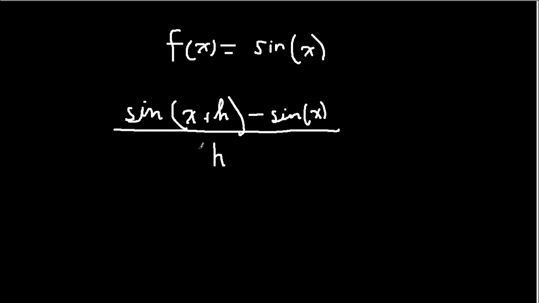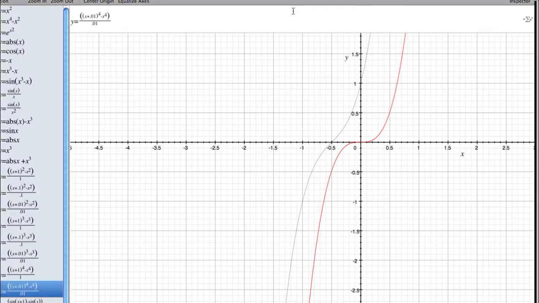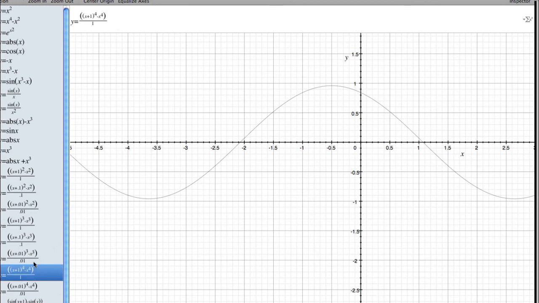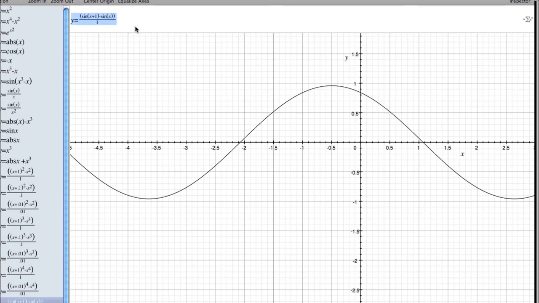Okay, so I'll look at this expression. I'm going to evaluate this expression for h equal to 1 and h equal to 0.01 and see what we get when we do that. So let's go back here. Here's our plot. Okay, now here's our first equation right here. This is sine of x plus 1 minus sine of x divided by 1. So that's f of x plus 1 minus f of x divided by 1.